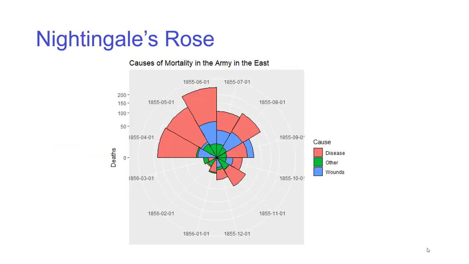Now, this is the original pie chart, which was Nightingale's Rose. So Florence Nightingale used this to demonstrate that most of the mortalities during the Crimean War were from disease rather than wounds. So here, if you look at the number of deaths in each of those particular months, you can see that the disease, the red segment, is a lot bigger than those who are dying of other or of wounds, which is the blue segment. In fact, sometimes the blue segment is practically non-existent.